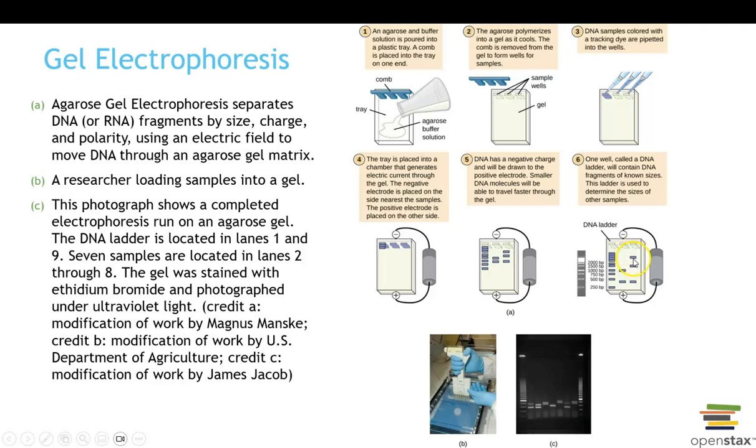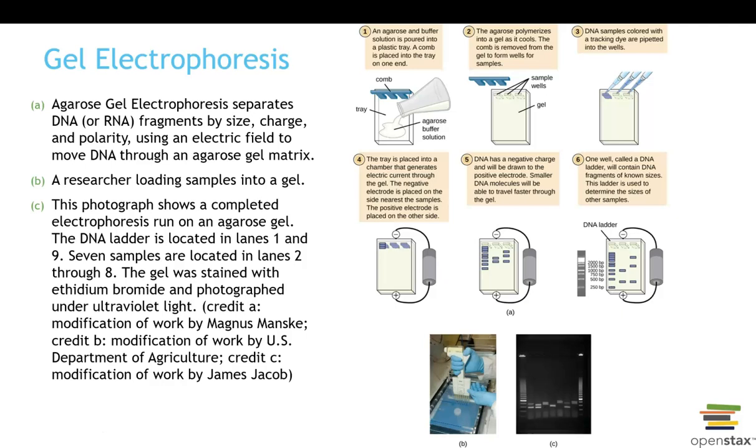And then we have something called a DNA ladder or marker. There are several lanes, and we know exactly the size of the DNA fragment in each of these lanes in the marker. By comparing our DNA with the marker or ladder, we can estimate the size of our DNA.